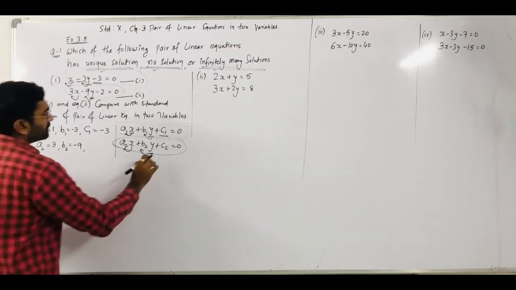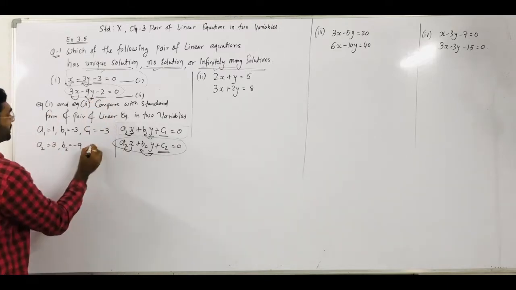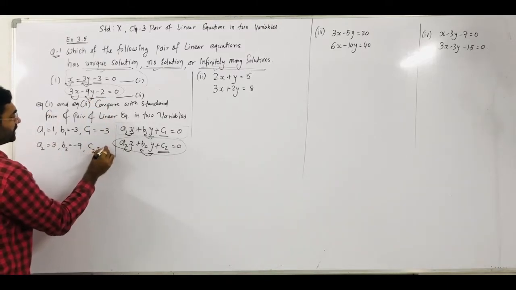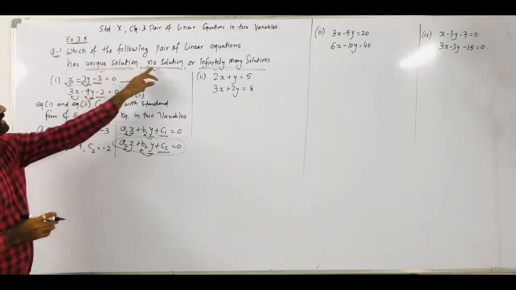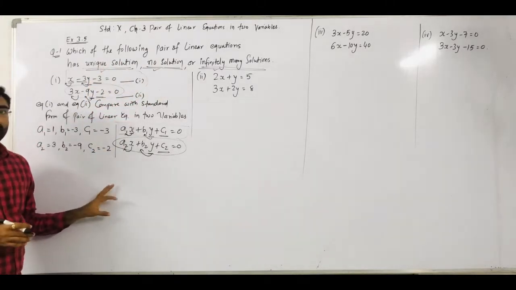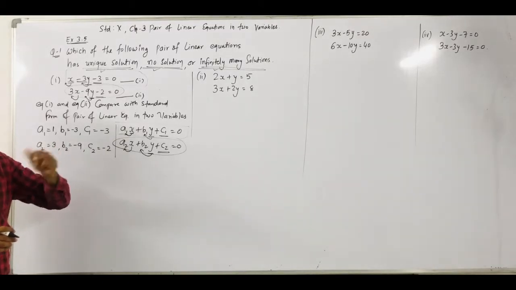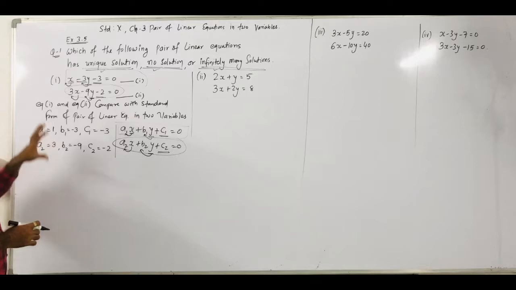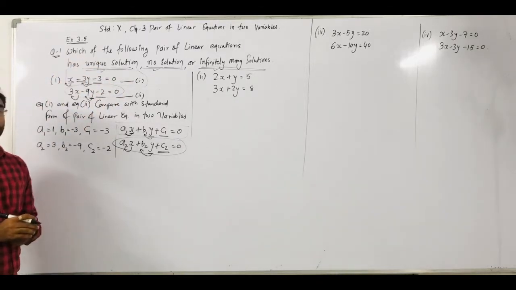Right? And the last one, C2 term. Here the constant term is what? Minus 2. So C2 is equal to minus 2. Right? Now we have to decide which type of solution. As we represent in the table based on the ratios of A1 upon A2, B1 upon B2 and C1 upon C2, we can define which type of solution we get for a linear pair of equations.